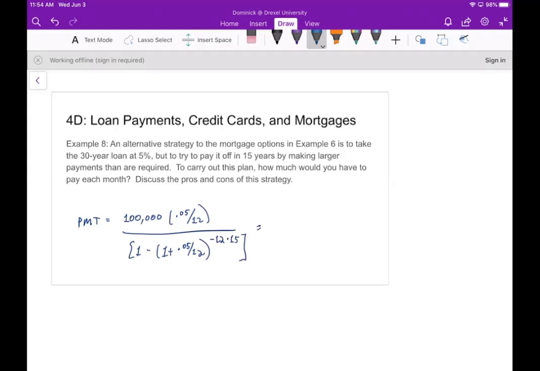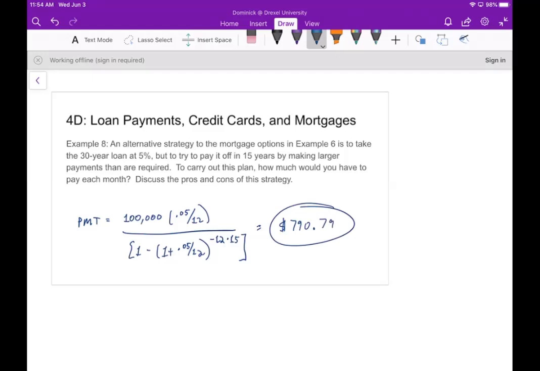So of course, 100,000 times 0.05 divided by 12, and then divide that by 1 minus, parenthesis 1 plus 0.05 divided by 12, close that, and then raise that to the minus 12 times 15. And we'll get that our monthly payment is now $790.79.